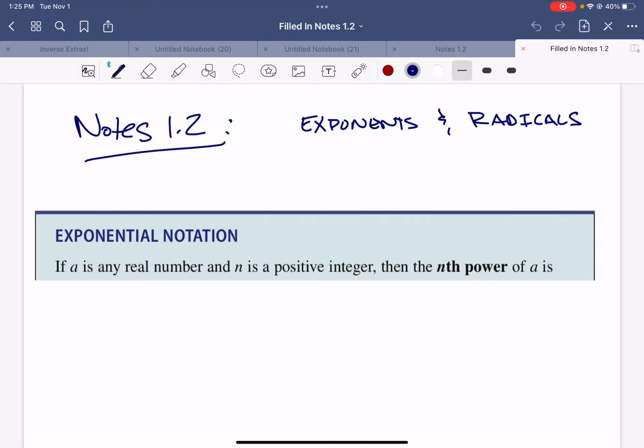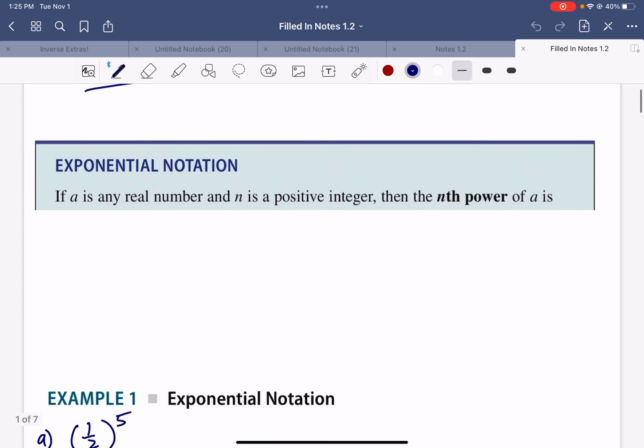Let's talk about 1.2 exponents and radicals. So this all should be super familiar, but I also know that you did Algebra 1 and Algebra 2 during COVID. So let's see what we can remember together.